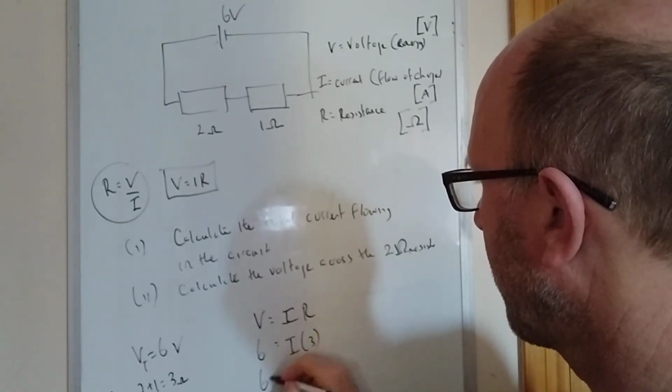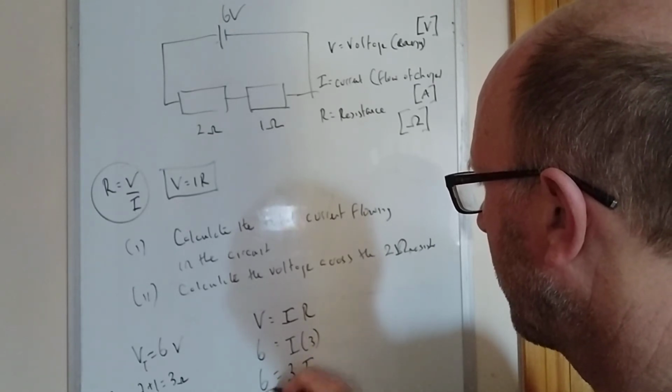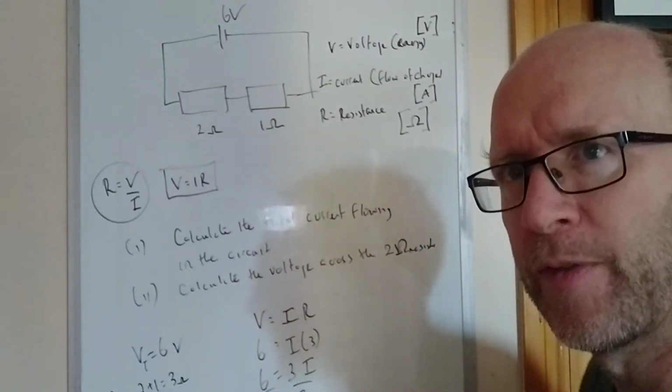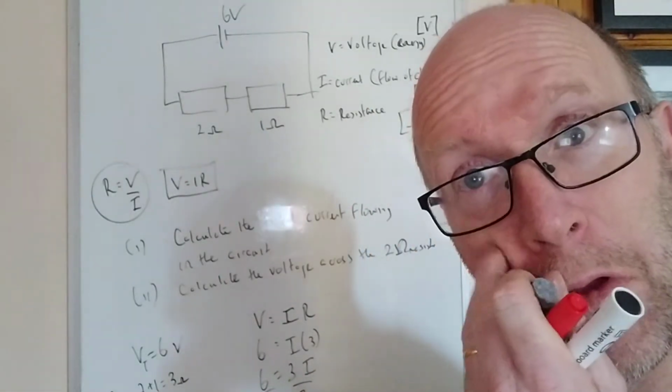Okay, so rearrange it. 6 equals 3I. Divide both sides by 3. I equals 2 amps. And there we go. Okay, that's that one done.